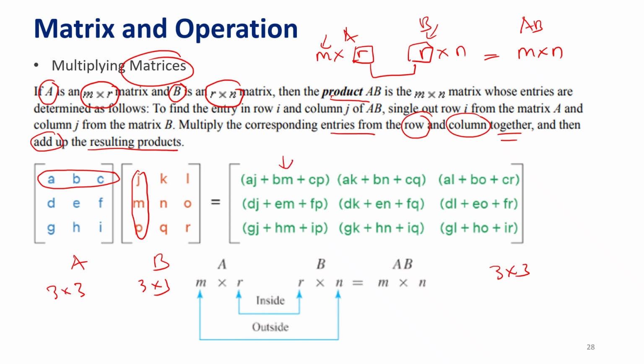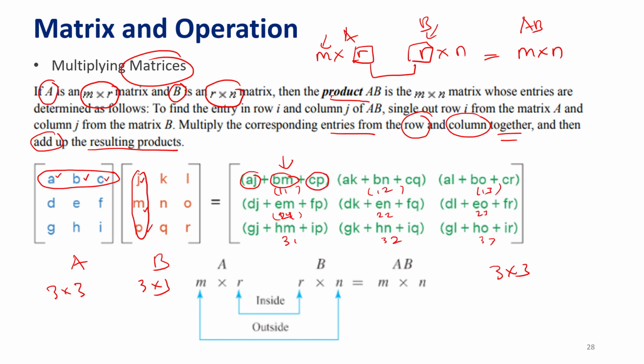Okay, this one is index 1 1, this one 1 2, 1 3, then 2 1, 2 2, 2 3, and then 3 1, 3 2, and 3 3. The index 1 1 will be equal to A multiplied by J, the first one by the first one, plus B multiplied by M, plus C multiplied by P.